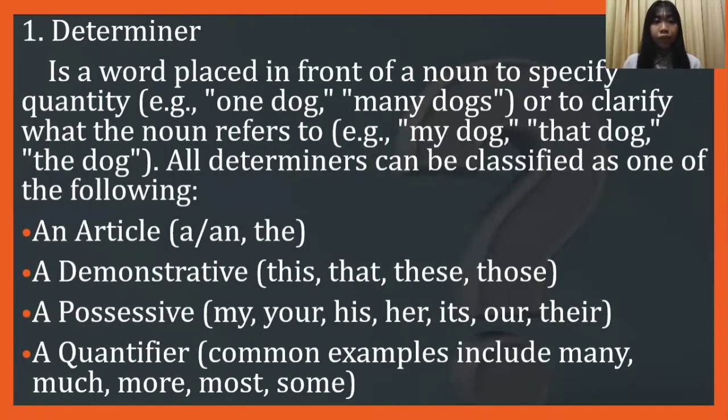First, we have determiner. Determiner is a word placed in front of noun to specify quantity. For example, one dog versus many dogs, or to clarify what the noun refers to. For example, my dog, that dog, the dog. All determiners can be classified as one of the following: an article including a, an, and the, a demonstrative including this, that, these, those, and possessive my, your, his, her, its, our, their, and quantifier. Common examples include many, much, more, most, some.